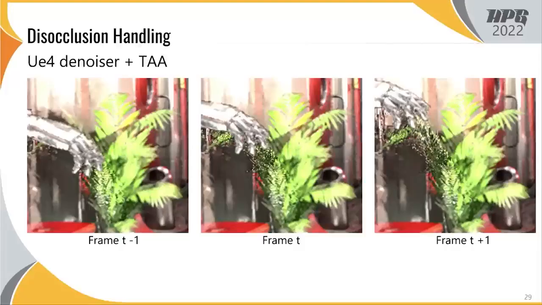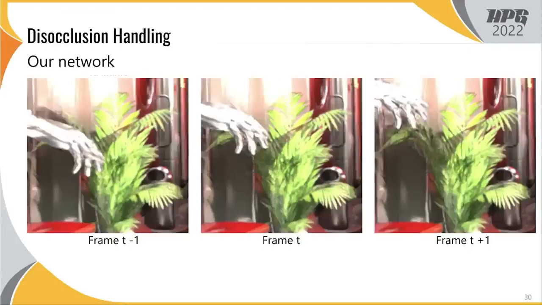The character's hand moves across the scene covering the plant. As the hand moves away, the plant is disoccluded and there is not enough information to recover. UE4 denoiser plus TAA fails to reconstruct, leaving residual noise. Our network learns to predict spatial filter weights that blur this region, providing better reconstruction when the history samples are unavailable.